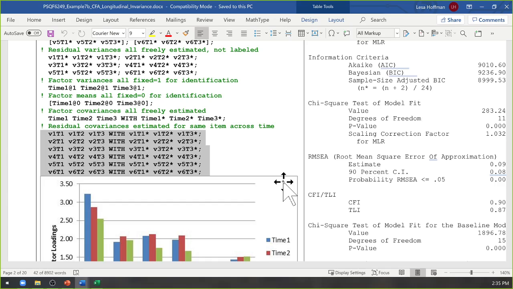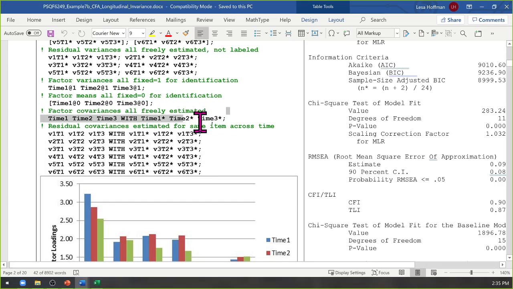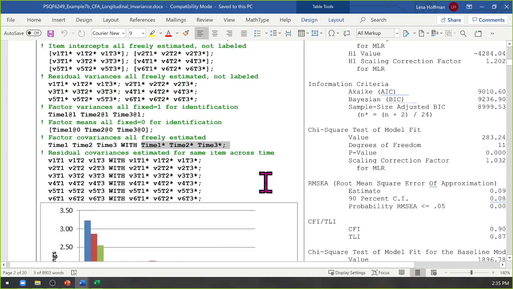Question for the line before it, so talking about this line right here, does it matter which ones have the star before or after the WITH statement? Yes, the stars only go after. And the stars are implied. They're not necessary, but I'm using stars everywhere that something's being estimated just to draw attention to that. So I am estimating those covariances freely. Okay. Any questions on the code?